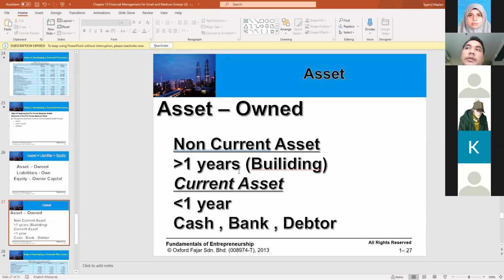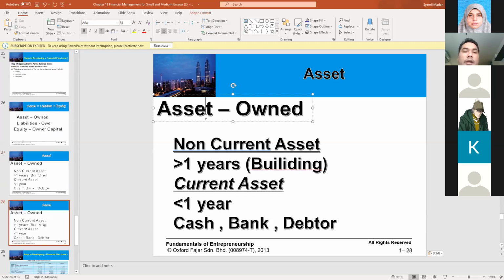For example, you are selling a burger. I'm selling a burger, but Aiman comes to me and asks, hey bro, I want to buy this burger, but I will pay later next month. Okay, so that Aiman is what we call a debtor. Aiman has bought my burger, but he has not paid the money yet. So that's what we call a debtor.